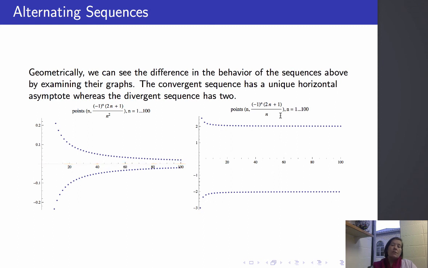On the other hand, for sequence B, the y values bounce back and forth, and instead of tending towards a single value, the negative ones approach -2 as n approaches infinity, and the positive ones approach +2 as n approaches infinity.